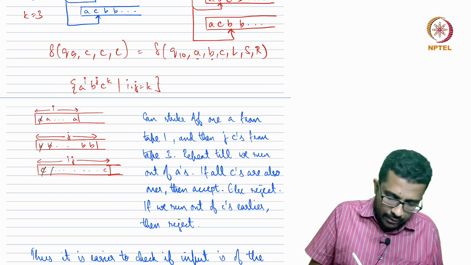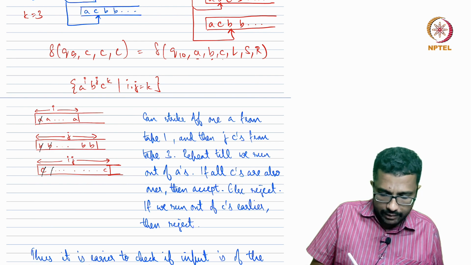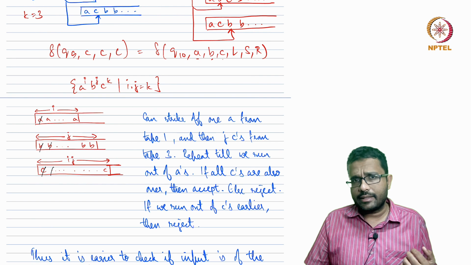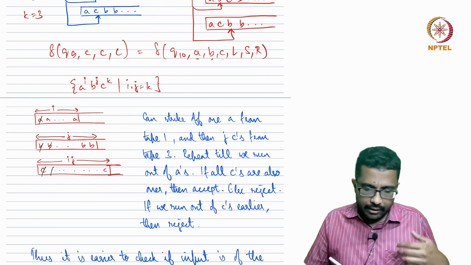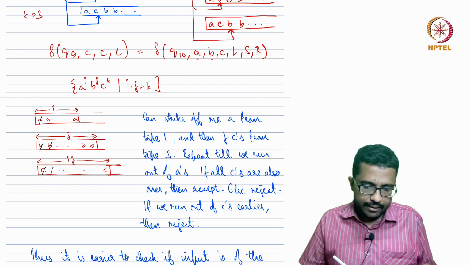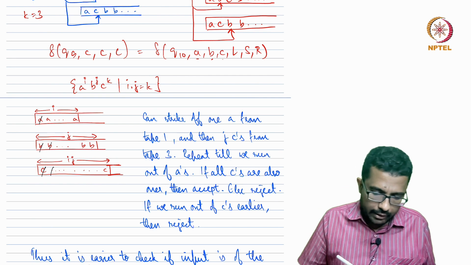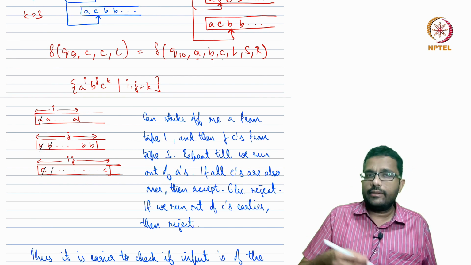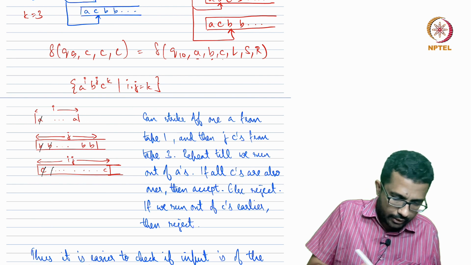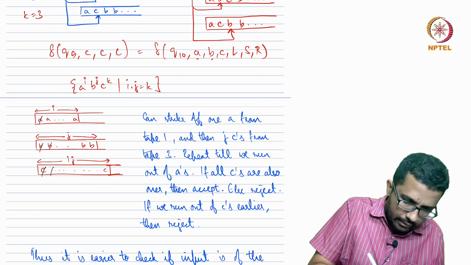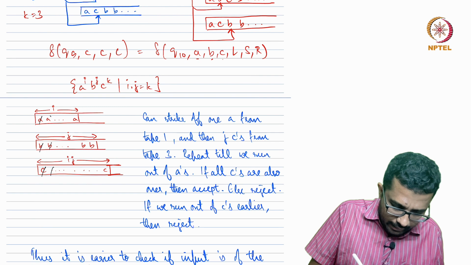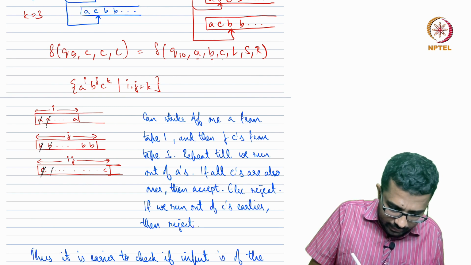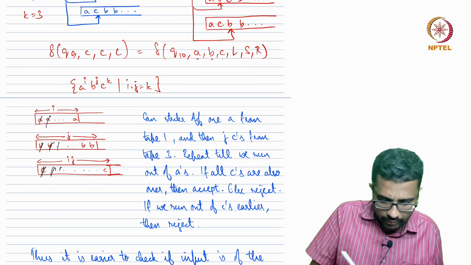So for each A, we strike a B, we strike a C, we strike a B. So the algorithm is pretty much the same. At the end, we remove the A's. Sorry, we uncross the B's, and then again we strike the next A. Sorry, we strike the next A, and then again strike a B, strike a C, strike a B, strike a C, strike a B, and so on, right?